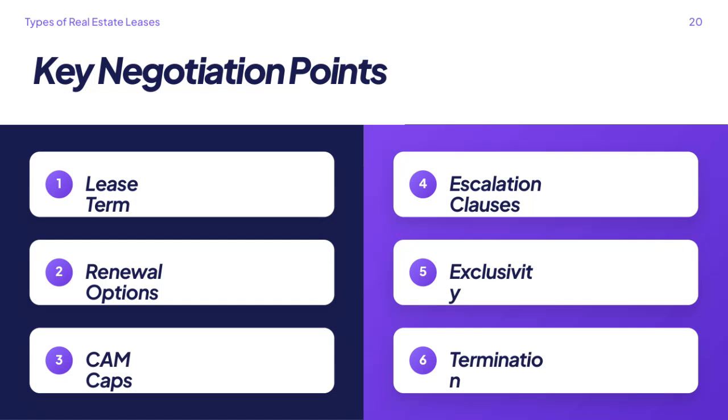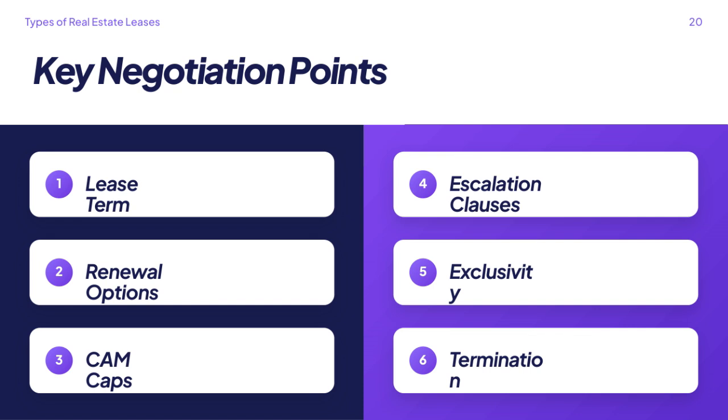Let's go over some of the key negotiation points that are critical when dealing with real estate leases. First, the lease term itself is fundamental. It defines how long the tenant will occupy the space, which affects both flexibility and financial commitments. Next, renewal options are important because they give tenants the opportunity to extend the lease under pre-agreed terms, providing stability and predictability. CAM caps, or common area maintenance caps, help control the amount tenants have to pay toward shared expenses, which can prevent unexpected cost increases.